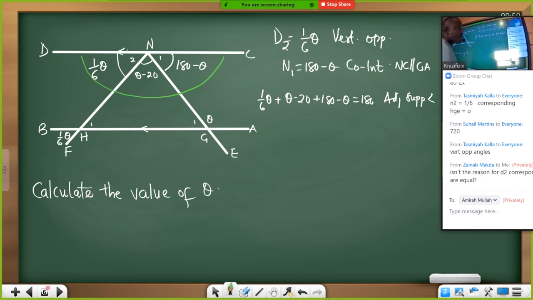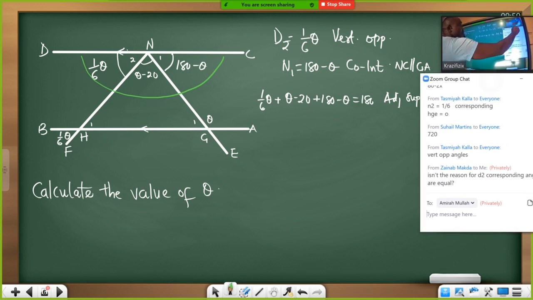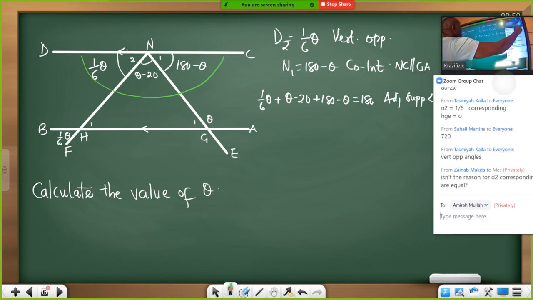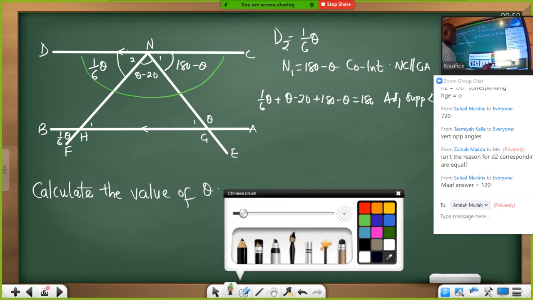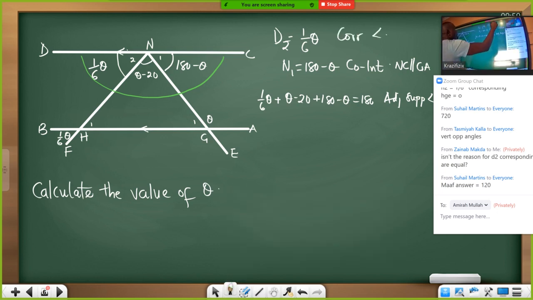Now we can solve. Isn't the reason for D2 corresponding angles are equal? Oh yeah, sorry, D2 corresponding. I was looking at B1, corresponding. Thank you. Corresponding angles, because this angle is also equal to that, which is vertically opposite. All right, thank you. Now let's solve together quickly.